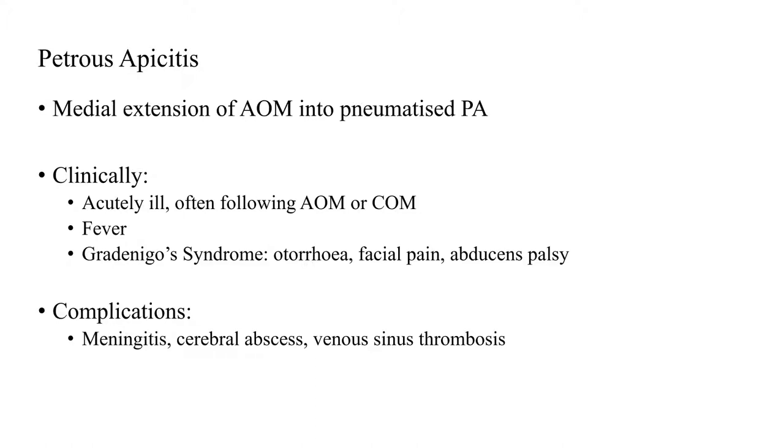Clinically, the patients are usually quite acutely ill. It often follows a period of acute otitis media or chronic otitis media. They would often be febrile, and Gradenigo syndrome is the triad of otorrhea, facial pain, typically retro-orbital, and diplopia from abducens palsy.